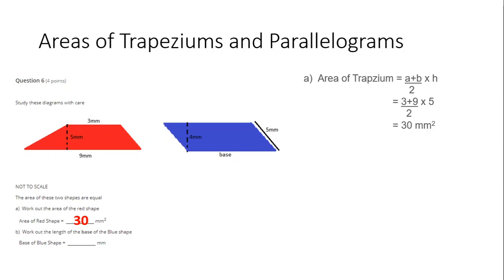We are told from the very beginning that the area of these two shapes are equal. So the area of the blue shape is also 30 millimeters squared. So for part B, we're going to start with the formula for the area of a parallelogram. We know that it's equal to 30, and we know the height is the 4 millimeters, not the 5 millimeters, because that's not at 90 degrees to the base. So base times height must be 30. I don't know what the base is, but I know that the height is 4, so the base on its own must be 30 divided by 4. Opposite of multiply, divide. So B must be 7.5 millimeters.